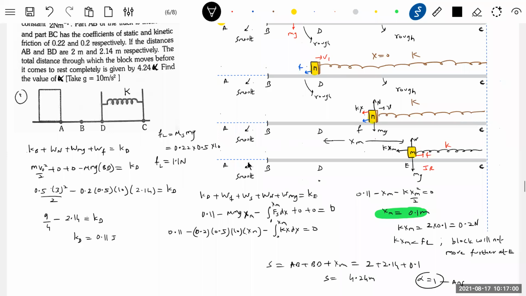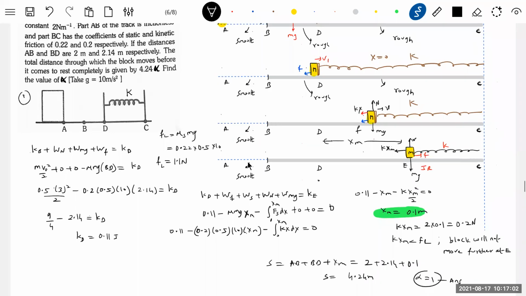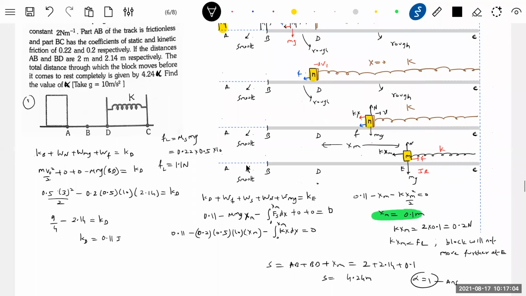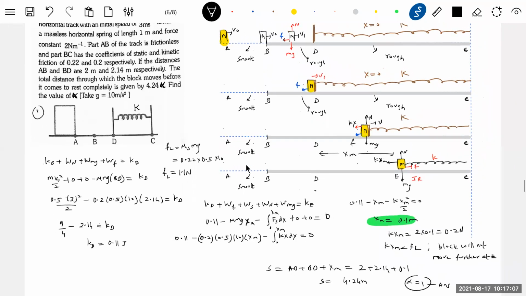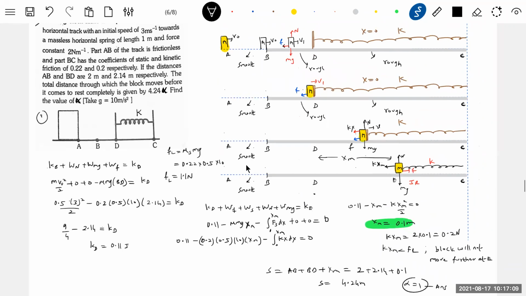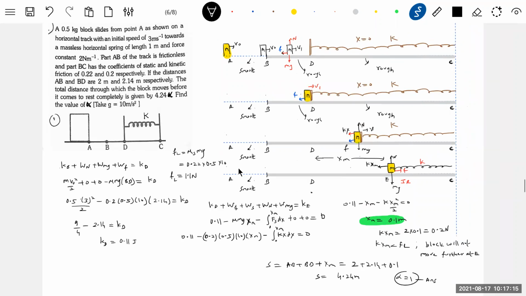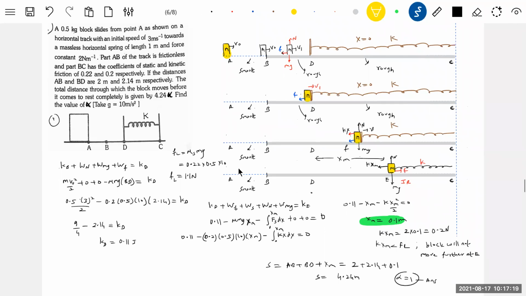I'm just bringing an idea: if conservative and non-conservative forces are both acting, what to do? Take help of conservation of mechanical energy. Sir, work energy theorem. Sorry, work energy theorem. Take help of the work energy theorem.